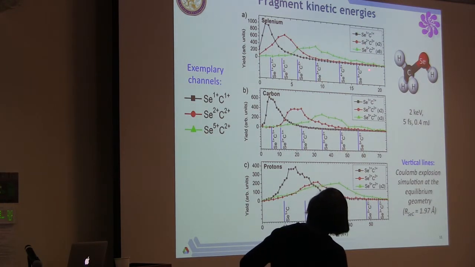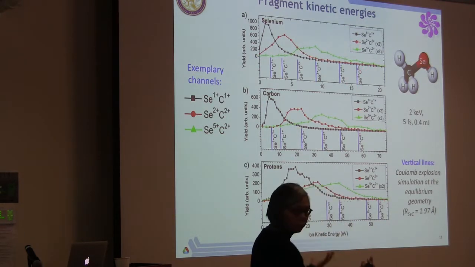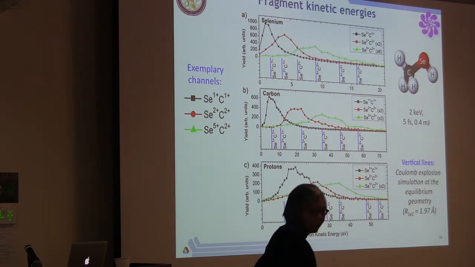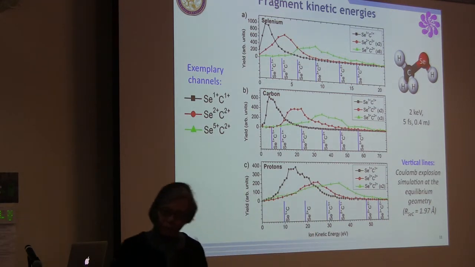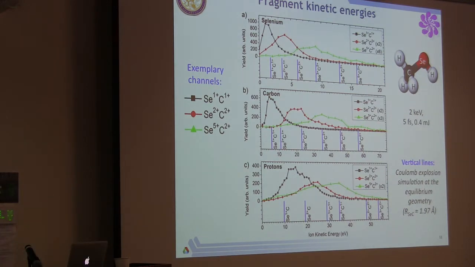And then for the selenium, it's the position of the peak here. For the 5 plus 2 plus channel, you'd expect something out here that exploded from the equilibrium position. But what you see is something down here. So something has happened, right? You can see it right from the data.